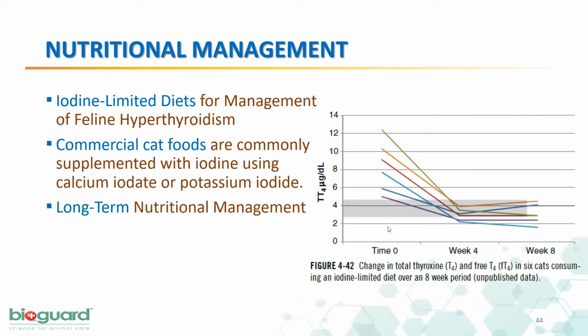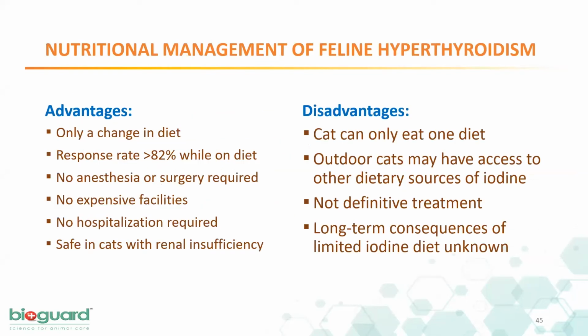So as you can see in this case study I have shared with you guys, initially the cat had high levels of T4. However, when the treatment is started, within 8 weeks you can see the levels of T4 have come to the reference range. However, this treatment is lifelong, a very long-term process, and continuously you have to give the cat a similar diet, a low iodine diet, throughout its lifespan. So that is one of the disadvantages which I just mentioned to you.